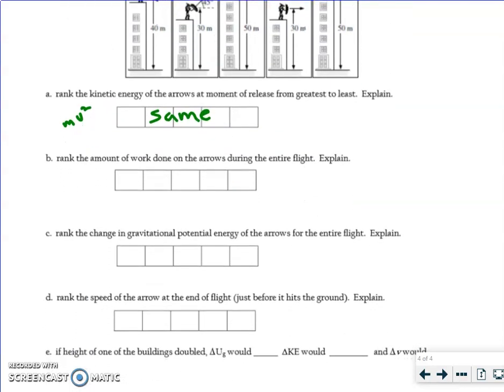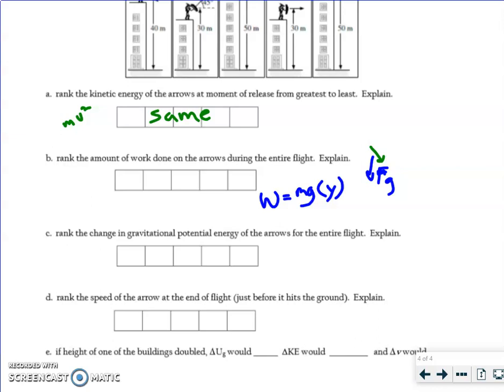Now we want the work done during the entire flight. So regardless of what the arrow is doing, what force or forces are acting on it? If we're ignoring drag, the only force on it is F of G. And so the work done is equal to that force, which is the same for all the arrows, multiplied by the distance. Now, you might be thinking, depending on which way it was fired, angle-wise, it's going to travel different distances. But since we're focusing on the force of gravity, the relevant distance in terms of the work is mg times simply the height change.